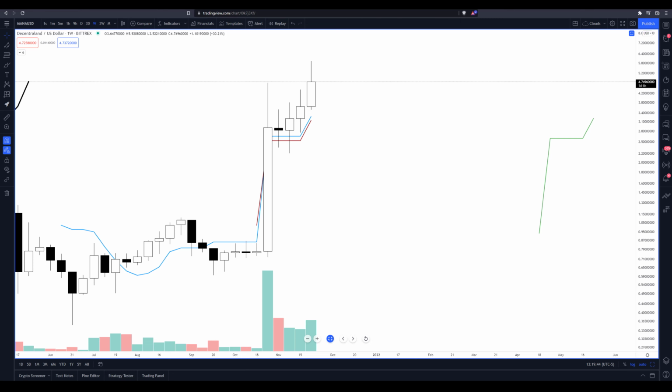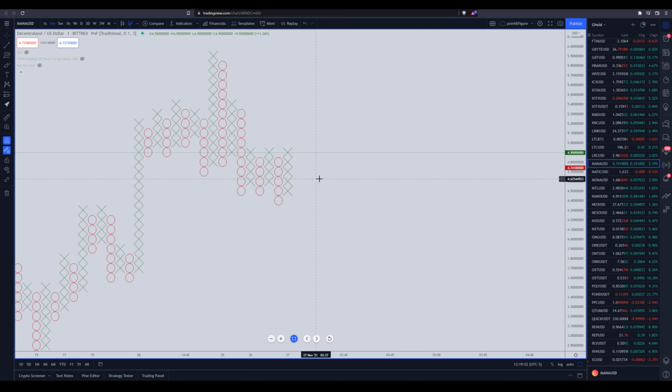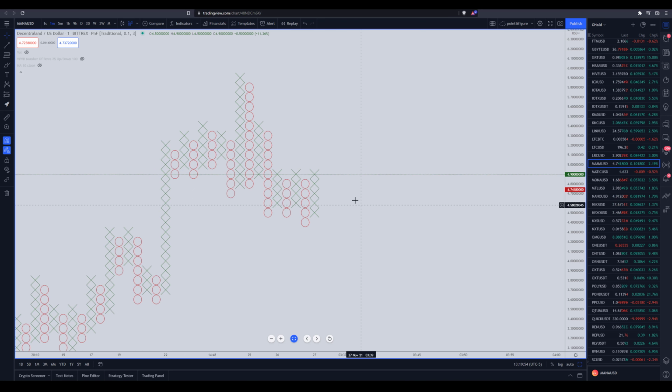From a point and figure perspective, on this current 10 cent three box reversal chart, there is a nice setup for both ends of the market. So there is a long and a short setup here on this point and figure chart, and both of them are very, very strong signals. The first is a bullish breakout of a triple top. The second is a bearish catapult, and I will put those in here real quick.